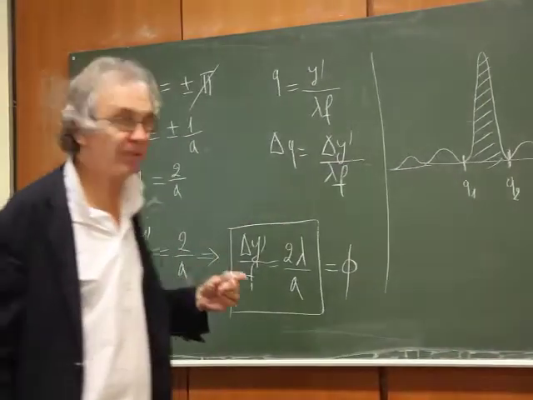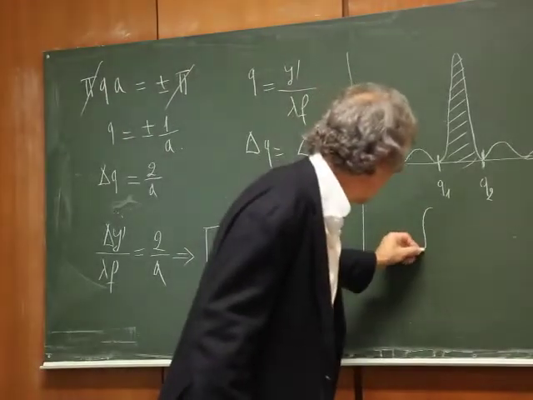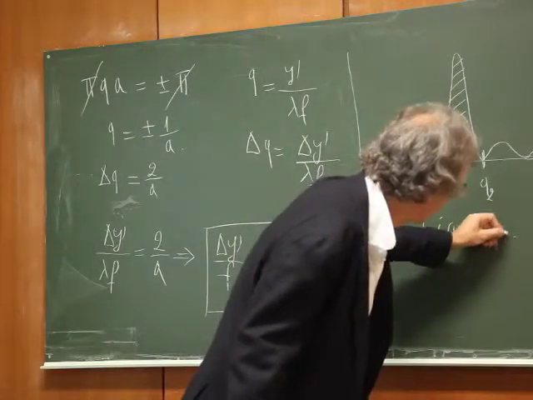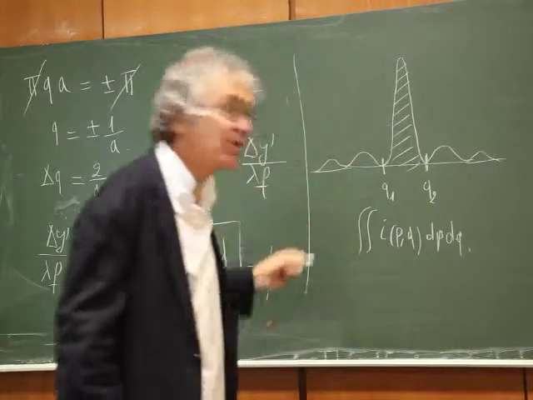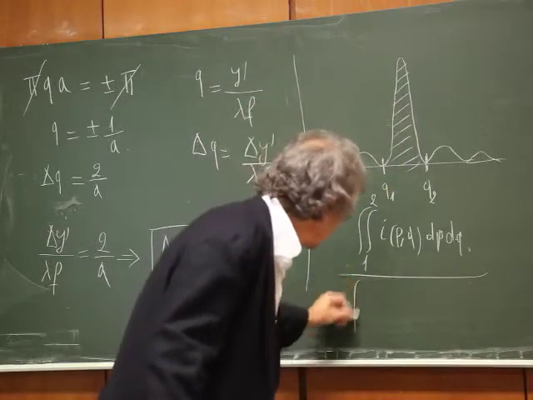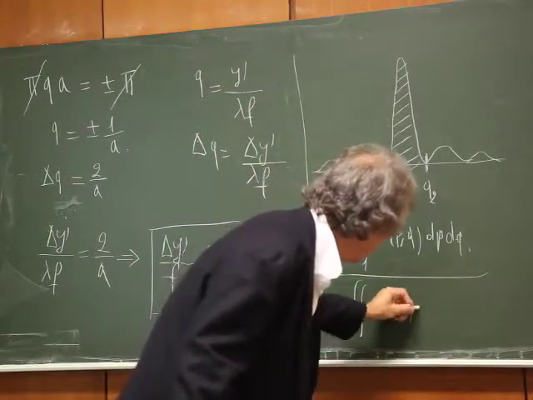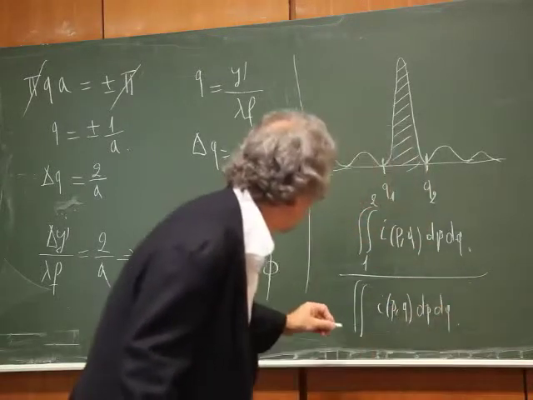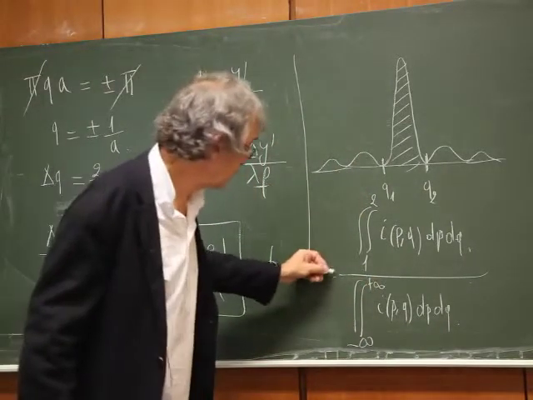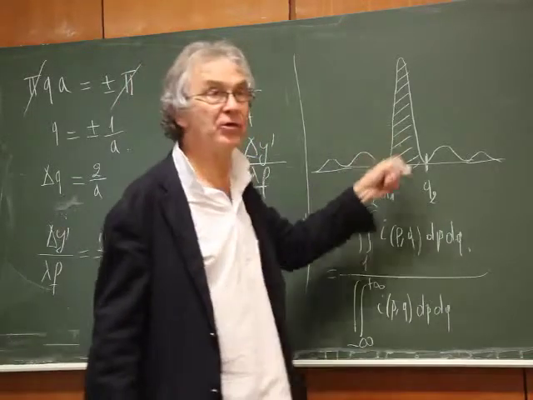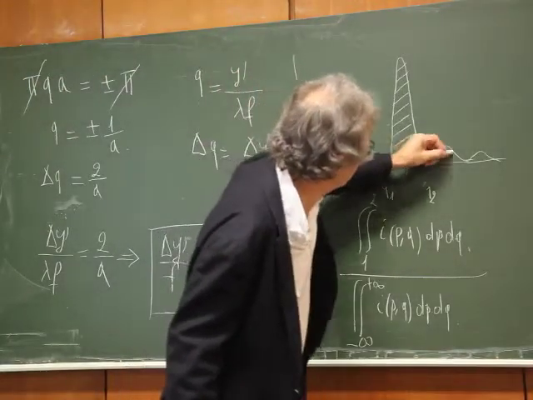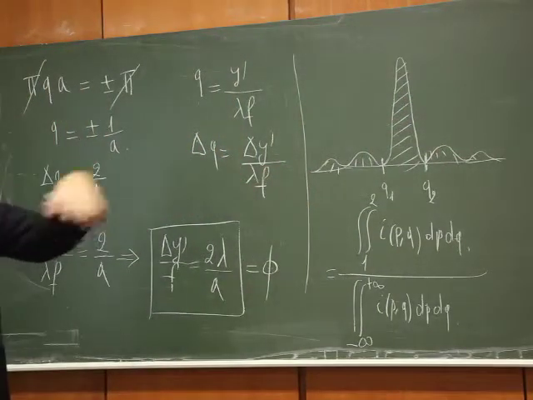So what I should do? Well, I should integrate I(P,Q) dP dQ, a double integration of course, between Q1 and Q2, divided by the same integration of I(P,Q) dP dQ between minus infinity and plus infinity. If I do this calculation, I know what is the fraction of energy enclosed in the central image compared to the energy distributed all over the field.